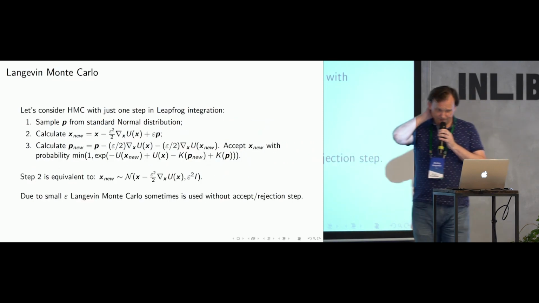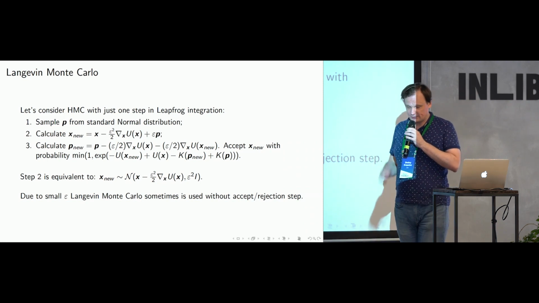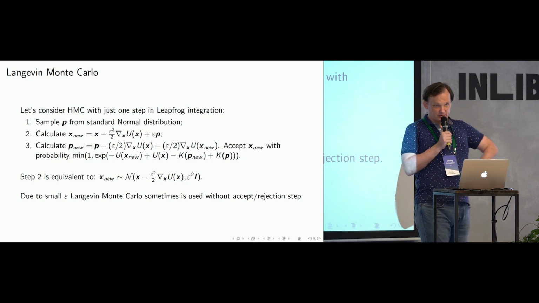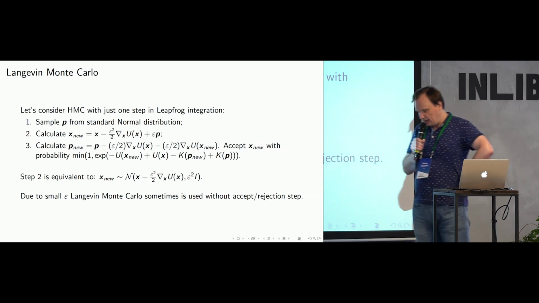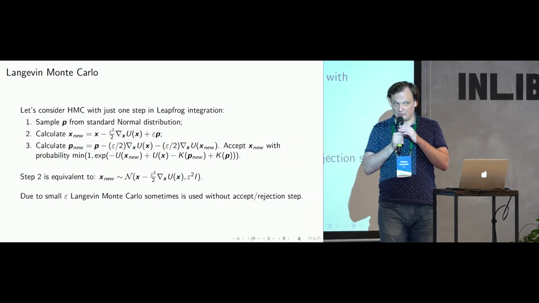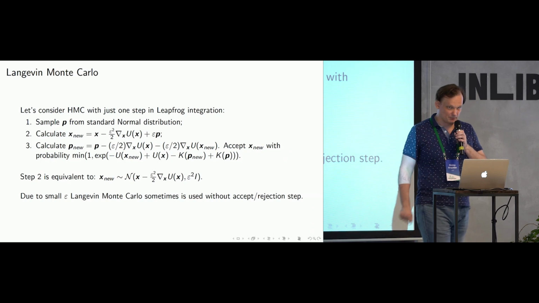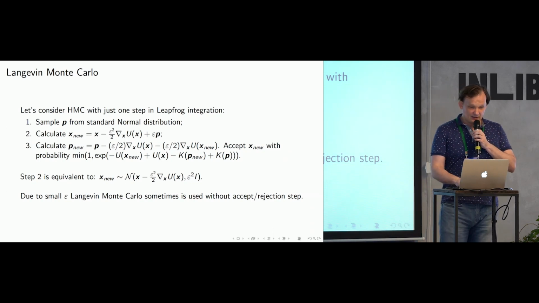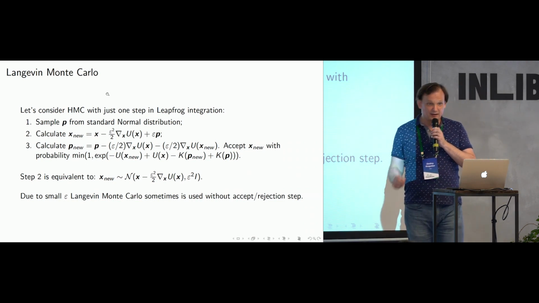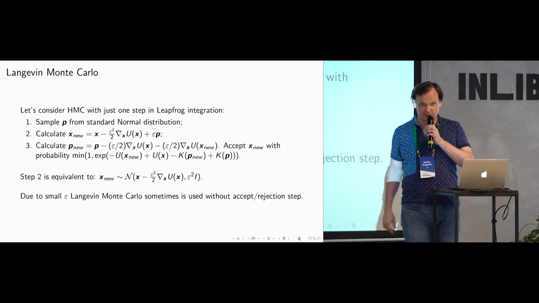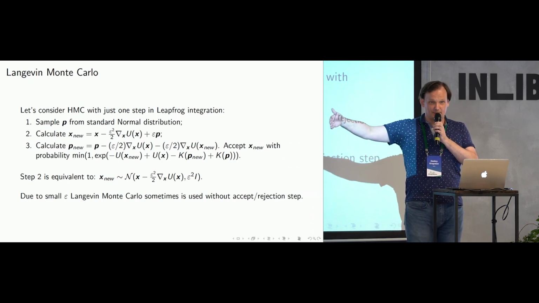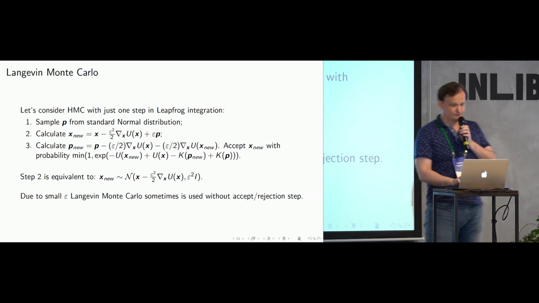Okay. Now we come to the fourth sampling method, which is called Langevin Monte Carlo, LMC for short. It is again a particular case of Hamiltonian Monte Carlo, which is a particular case of Metropolis sampler. It works as follows. Suppose we consider just Hamiltonian Monte Carlo with one Leapfrog integration step. So we would not do many steps, but just one of them.